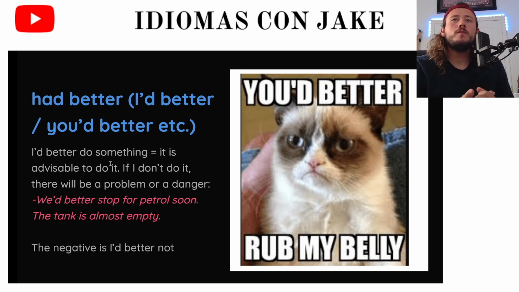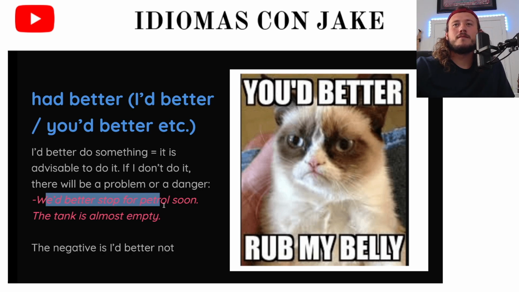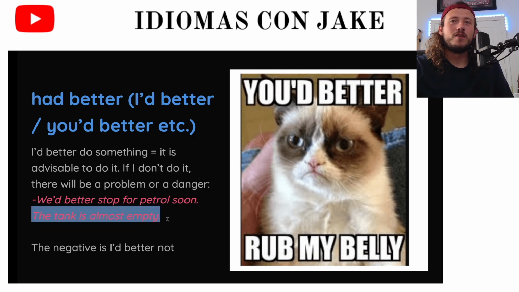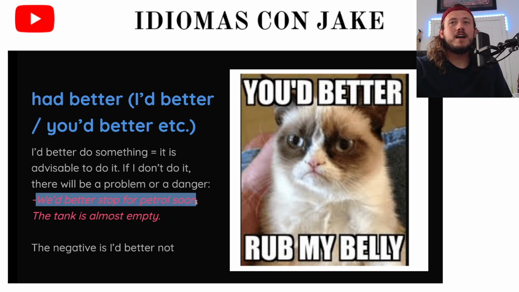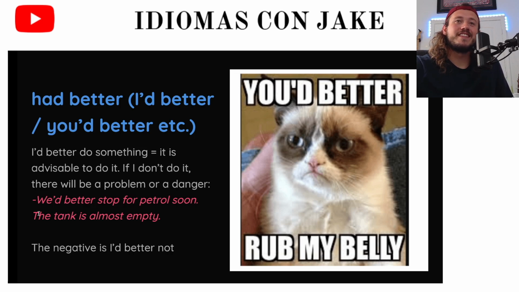Esto es recomendable que lo hagamos. Si no lo hacemos, va a haber problema o alguna amenaza. Esa es la insinuación. I'd better do something. Es como debería de, pero es como decir que si no lo hago, va a haber consecuencias. We'd better stop for petrol soon, or we'd better stop for gas soon. The tank is almost empty. Deberíamos de parar a por gasolina pronto, porque el tanque casi está vacío.